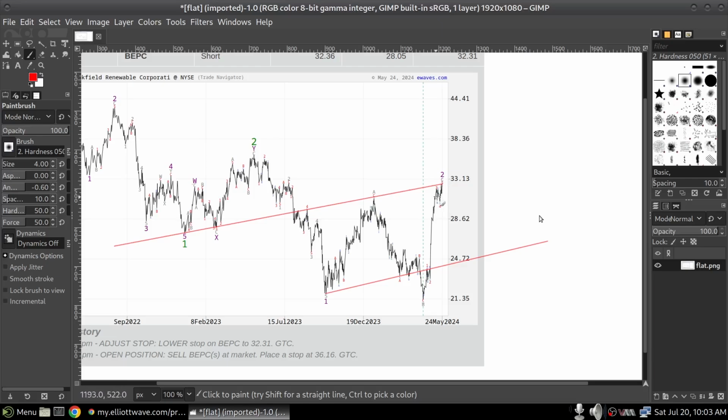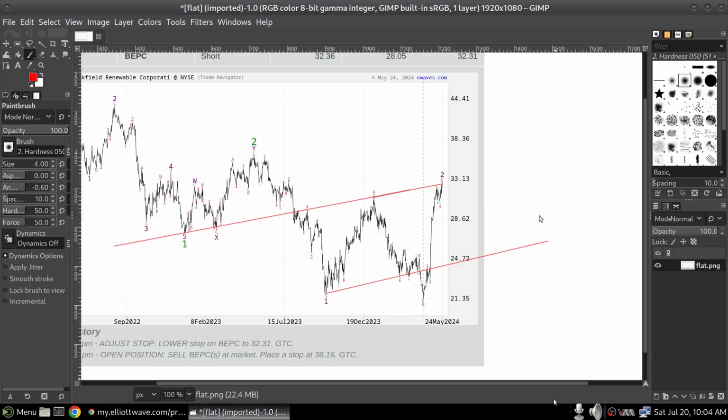Because obviously if we were trying to put the high of C, even if it was above A, but we were trying to put it here or something like that, or anywhere here, it wouldn't be up near that upper line like it is right now. So this little secret channel here is what gave us that extra confidence with wave C.